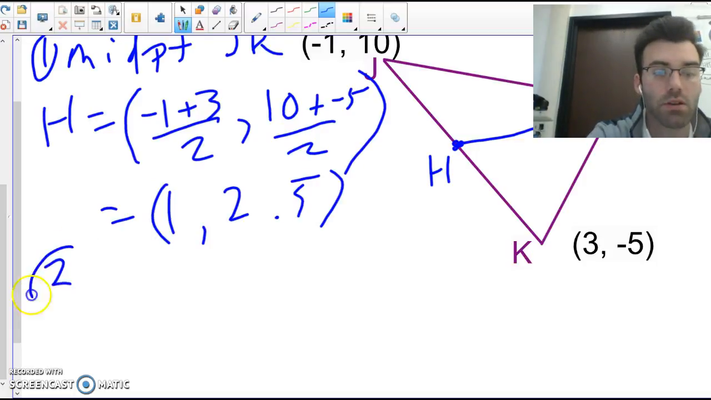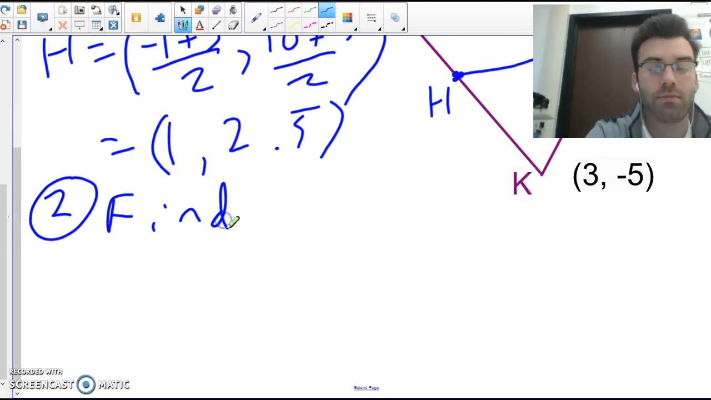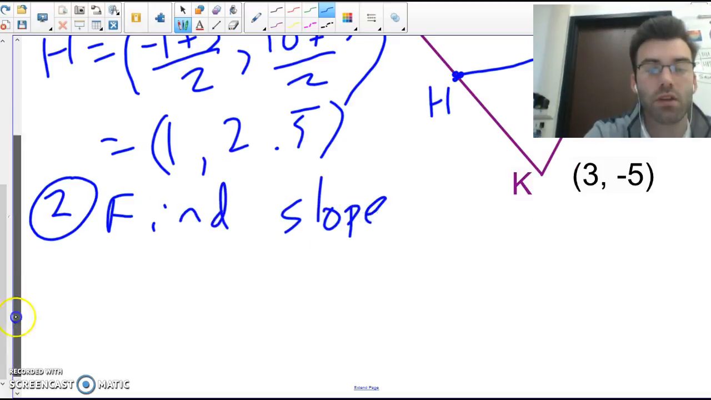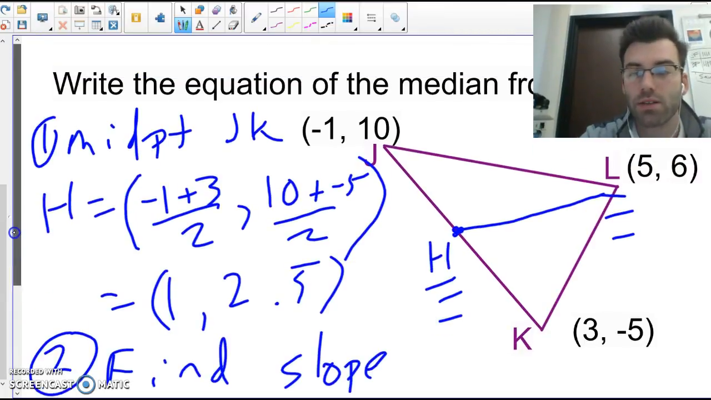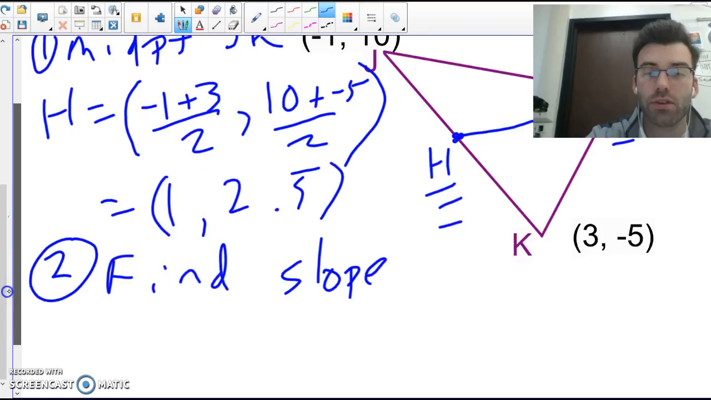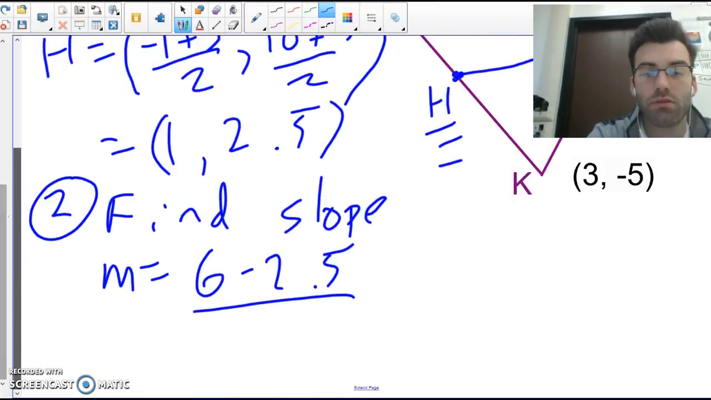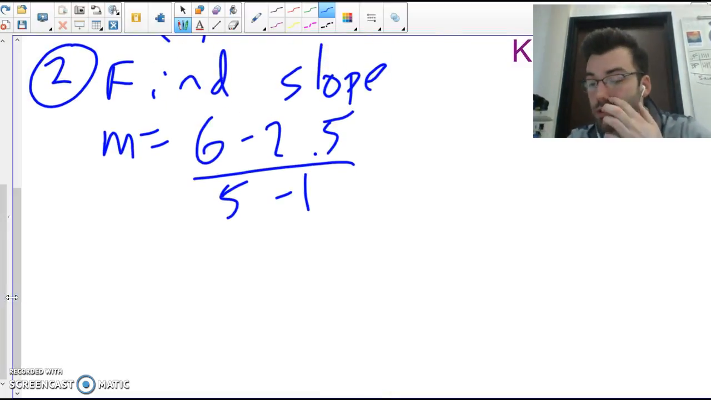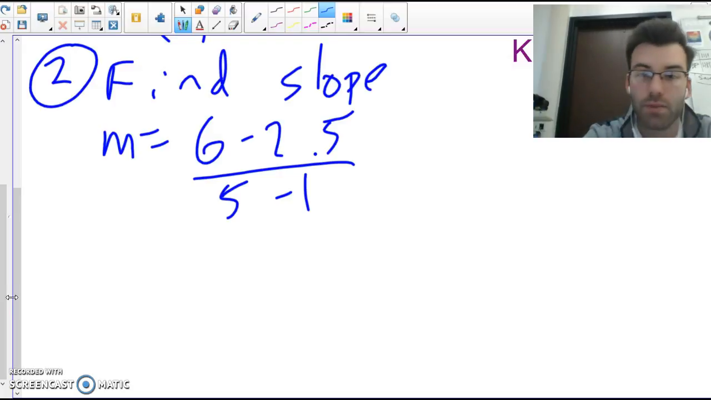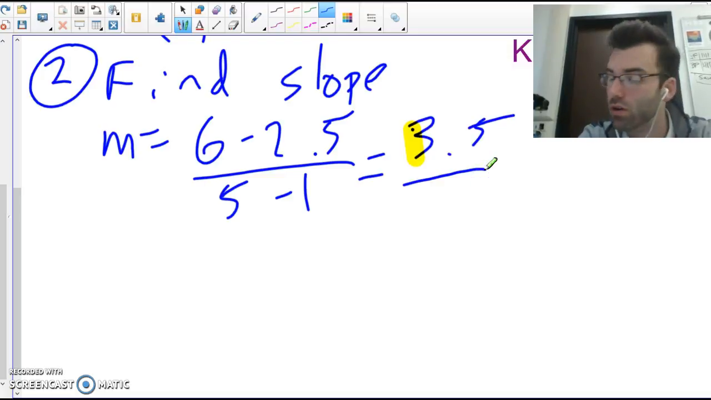The next step here is to find the slope from L, so from our vertex to our midpoint. To find the slope between L and H, we do m equals 6 minus 2.5 over 5 minus 1. Again, that kind of stinks that this is a decimal, but we're going to battle. That's 3.5 over 4.